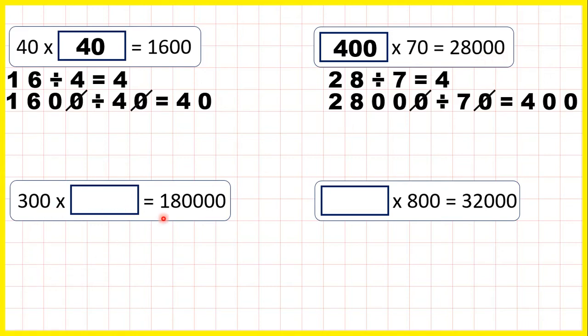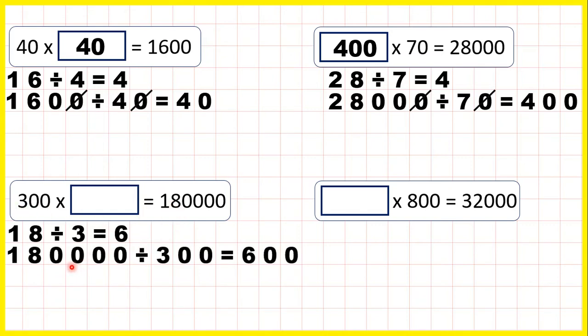300 times what is 180,000? Well, 18 divided by 3 is 6, so 180,000 divided by 300 is 600. That's because we can cancel 2 end zeros, so then we have 1,800 divided by 3. Now 18 divided by 3 is 6, but then there's still 2 end zeros in the dividend, so we need 2 end zeros in the answer.